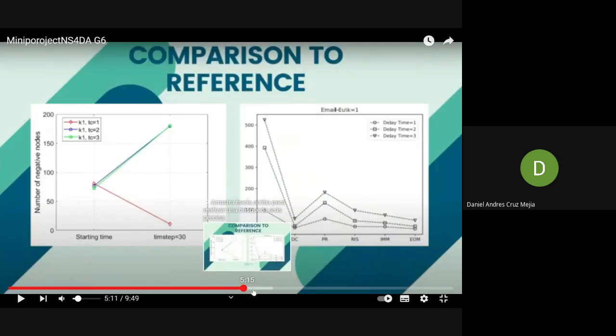Okay, here we perform some tests which are presented in the paper to try to compare the results. And here we start to see some serious issues regarding the delay time. As you can see, only the red one has a fashion similar to the one proposed in the paper. Thus, for starting and finish time, the number of negative nodes actually decreases.